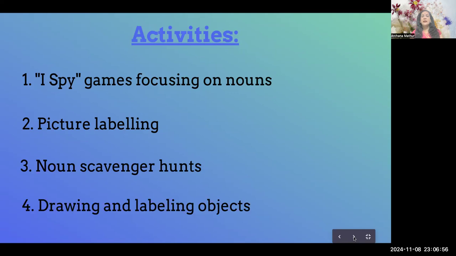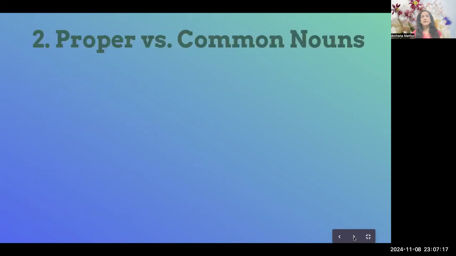And then drawing and labeling of objects. Initially, we had the picture ready and they had to name the parts. But now they draw and label the objects themselves. Suppose it's a fish, all right? Fins, eyes, tail, body, mouth. All of these things they can enumerate on their own.